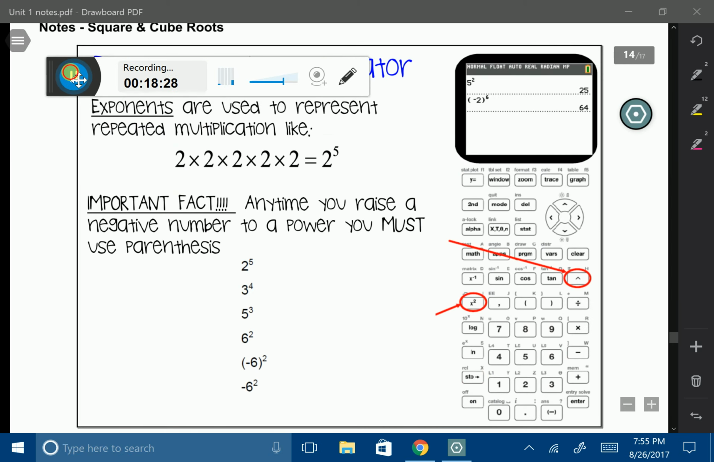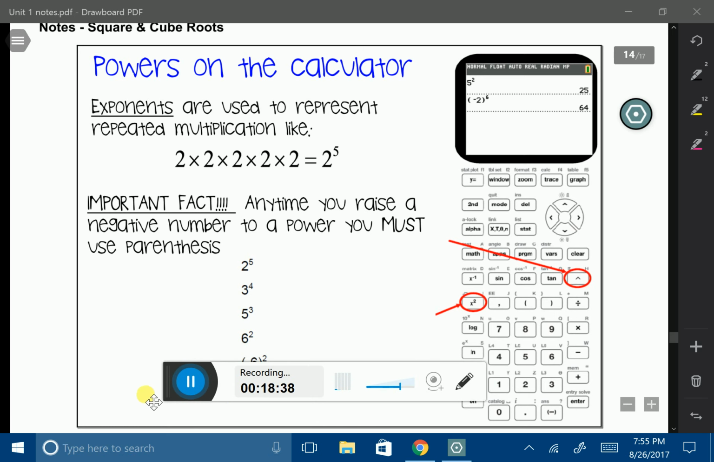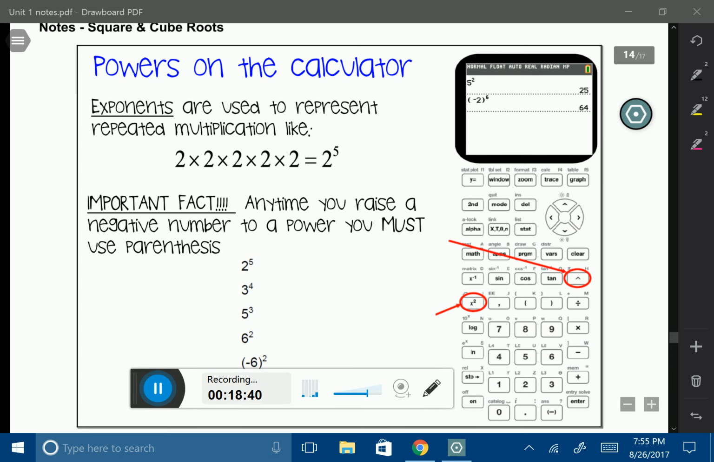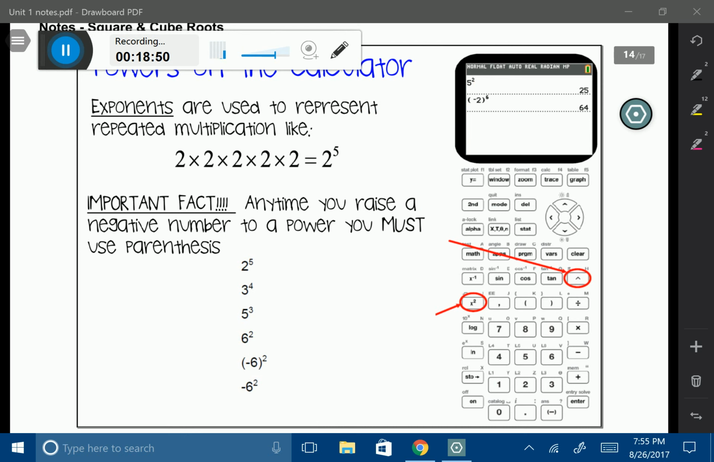Okay, I want to show you this on the graphing calculator here. Exponents are used to represent repeated multiplication. We kind of talked about that earlier, like 2 times 2 times 2 times 2 times 2 is 2 to the 5th. And this is a really important fact. Anytime you raise a negative number to a power, you must use parentheses. We talked about that earlier. But basically I wanted to show you how to do this here on the calculator.